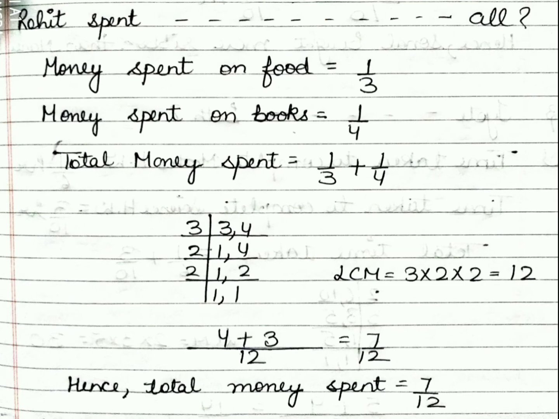So how do we do it? You have to write in this manner in a copy. Rohit spent dash all. Then the solution you have to write in this manner. Money spent on food 1 upon 3. Money spent on books 1 upon 4. Then total money spent 1 upon 3 plus 1 by 4. Now see, the denominators are not the same. What do you do? You will find the LCM. How? 3 and 4 you write in this manner. Then you see in which table 3 comes. 3 comes in the 3 table. 3 ones are 3. In the 3 table, 4 does not come. It will be copied down as it is. Clear?